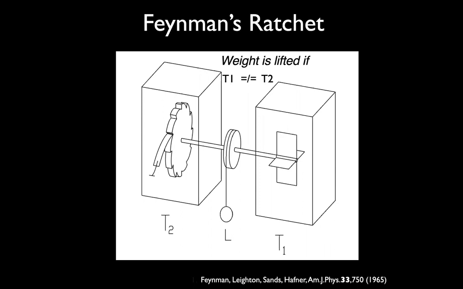This may seem quite strange, but it is related to what a heat engine does. A heat engine is in contact with two thermal baths, and as a result, you can move a car. It's a transfer of energy, but not all the energy is transferred to this motion, only part of it makes the ball move. So the weight can be lifted, this was Feynman's conclusion, if the two temperatures are different.